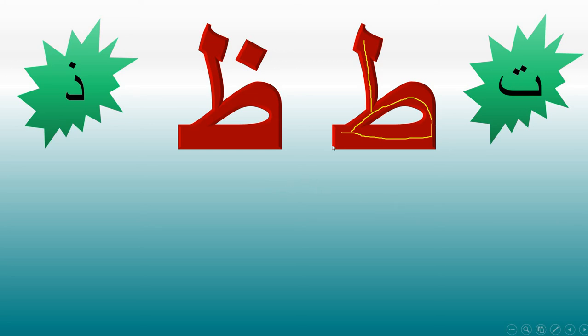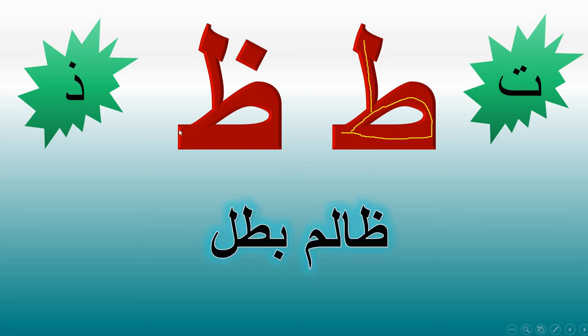Let's see how we can find Ta and Dha within words. Ta and Dha are very easy, as there is no shape here to get rid of. That's why you can easily recognize them in words. Tell me, where is Ta and Dha in these two words? Yes, this is Dha and this is Ta. Practice more and more, please, until you master doing it all easily and fast.